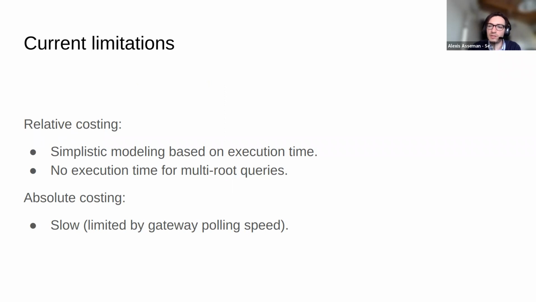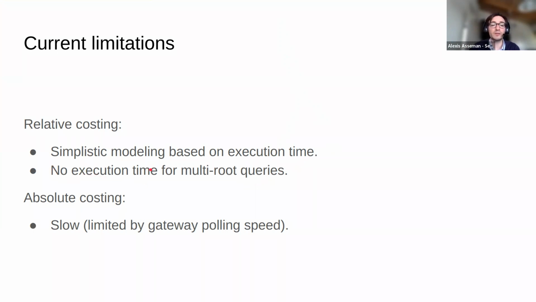There are some limitations with the current implementation. It's still a work in progress. The relative cost modeling is quite simplistic because it's just based on execution time. We could improve it by, for example, extracting special variables like first and skip, and injecting those into the Agora models. The modeling is somewhat basic for now, but it's still much better than having to do things by hand or not doing anything at all. But that could be improved over time.